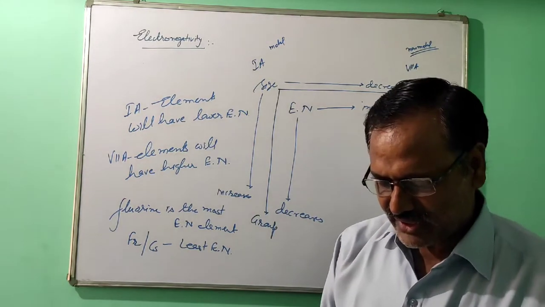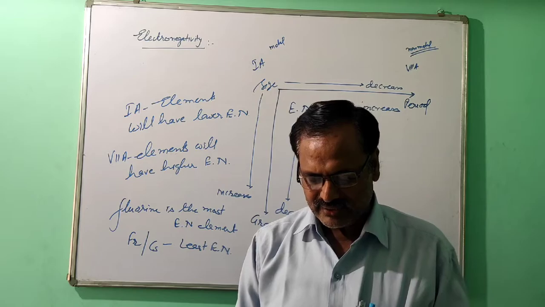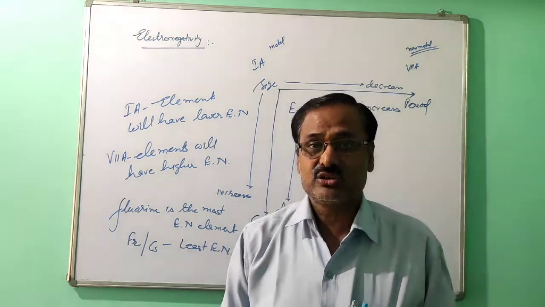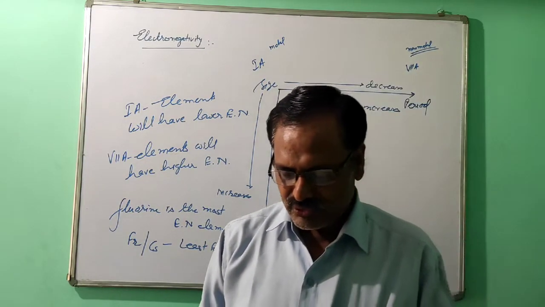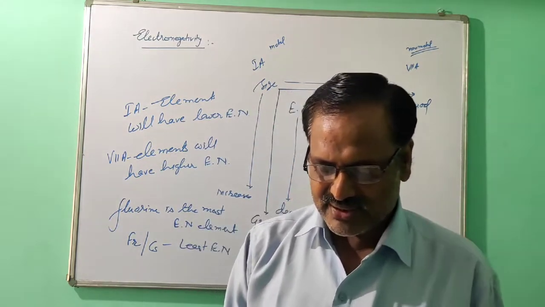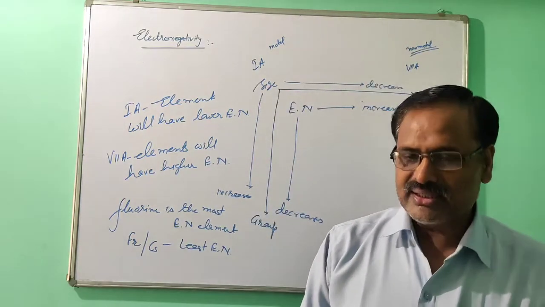So this you underline. Elements with high electronegativity are usually non-metallic. Thus, non-metals are electronegative while metals are electropositive. That already you have studied in the lower classes. Fluorine is the most electronegative element in the periodic table, while cesium the least. This point is also clear. Fluorine is the most and cesium is the least.